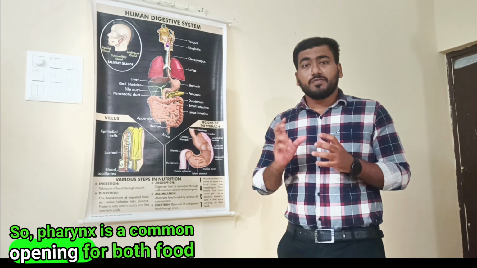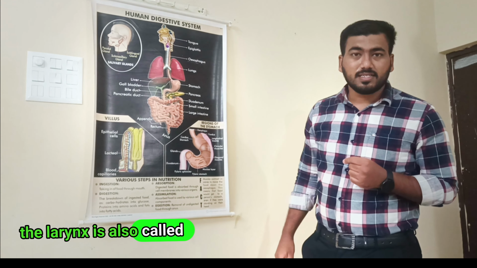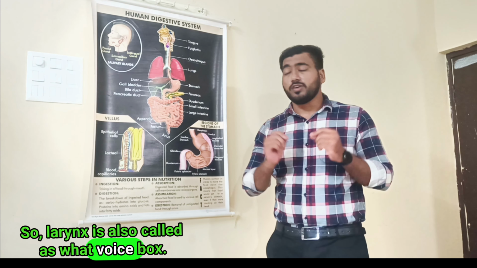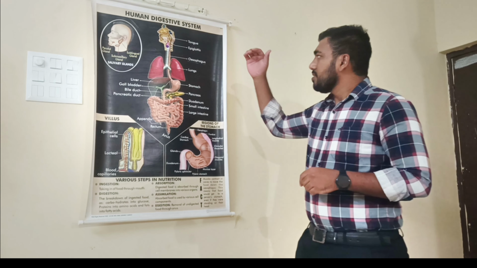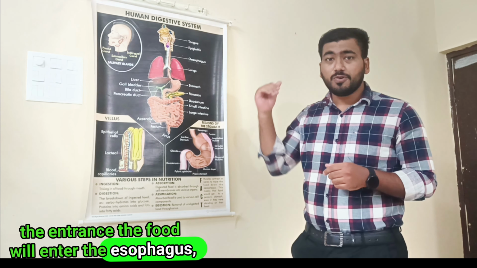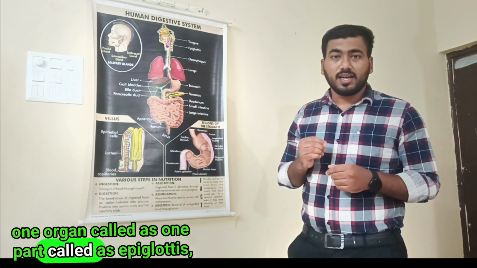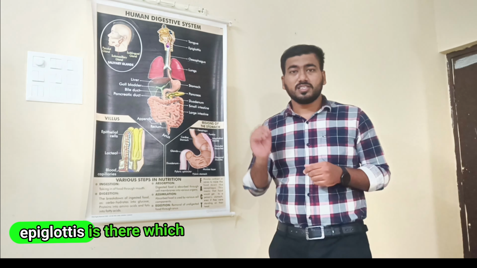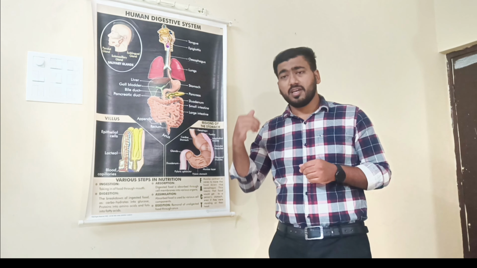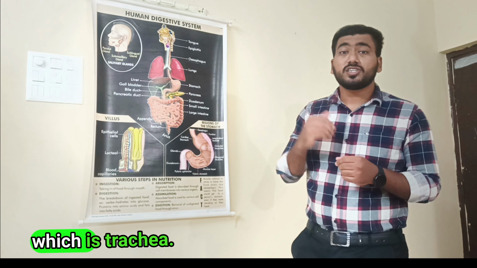The pharynx is a common opening for both food and air. The larynx is also called the voice box. Before the entrance of the esophagus, there is a part called the epiglottis. The epiglottis regulates the entry of food into the esophagus, and it will not allow the food to enter the windpipe, which is the trachea.